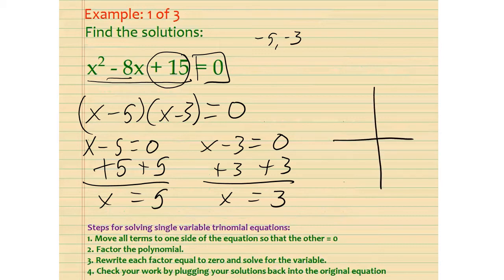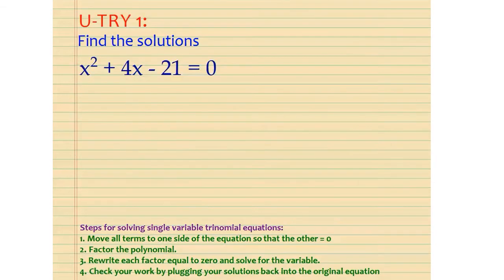And then I'm going to draw a rough graph of what this parabola is going to look like. Anytime you start with x squared, you're going to get what's called a parabola. It's a U-looking thing, an upside-down umbrella, perhaps. Well, if x is 3 and 5, that means it's going to cross at 3 and cross at 5, and it's going to look something like that. Okay? All right, here's your U-try. You're going to do the same thing. Factor, solve for x, and draw your little parabola.